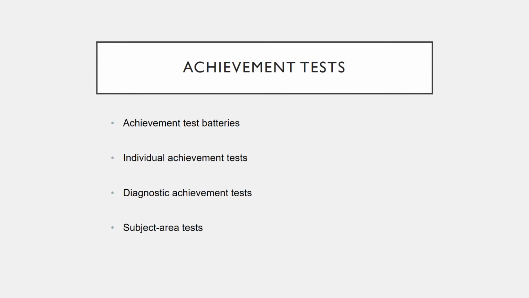So generally there are 4 different types of achievement tests that we will explore. There are achievement test batteries, meaning there's a series of assessments that would be used together for the purpose of achievement testing. Individual achievement tests, diagnostic achievement tests, and then subject area tests.